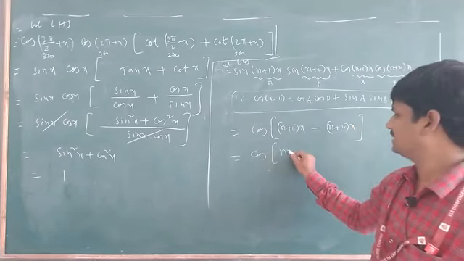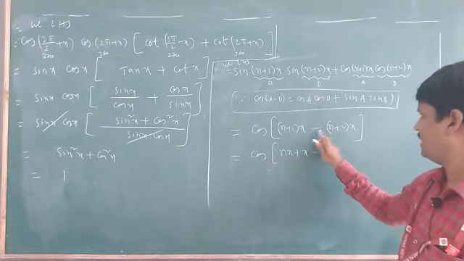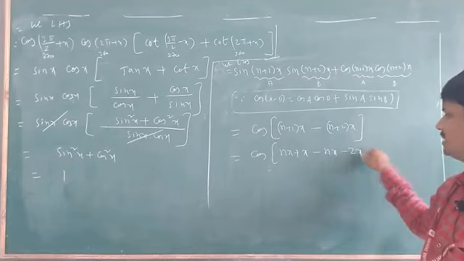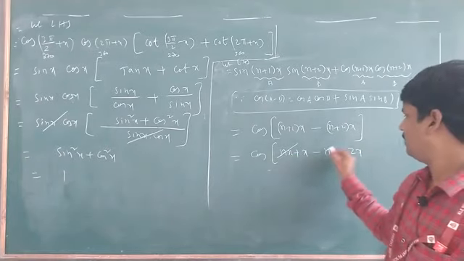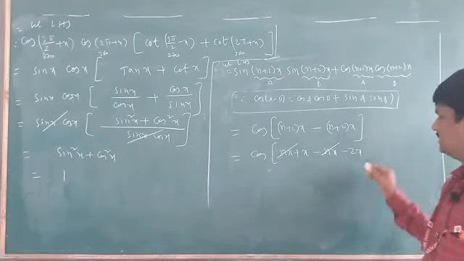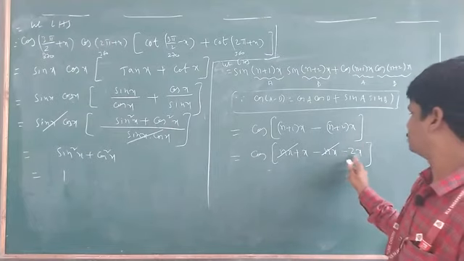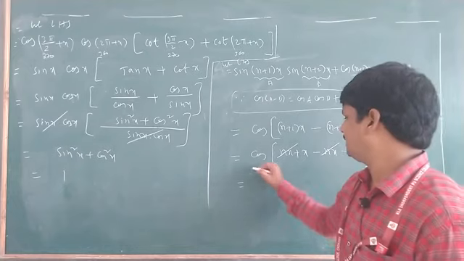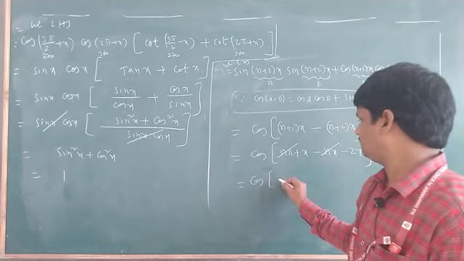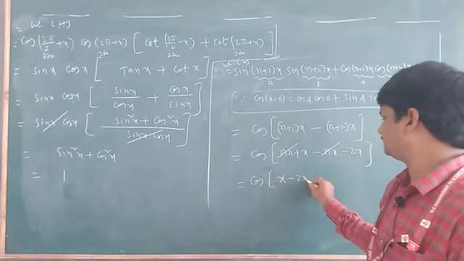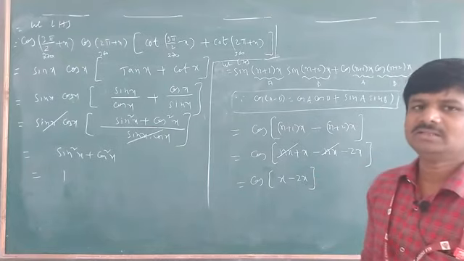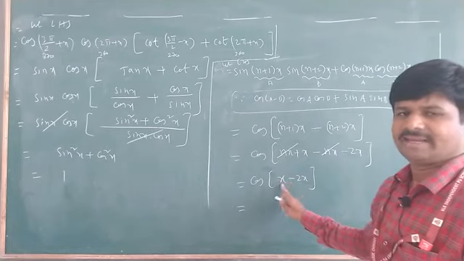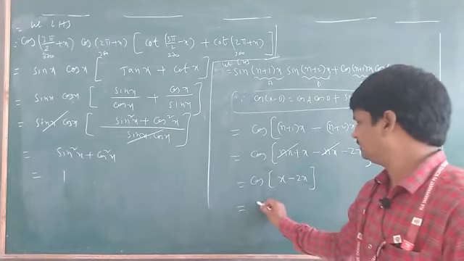Next, cos of (nx plus x minus nx minus 2x). Here plus nx and minus nx get cancelled. X minus 2x means minus x. That is equal to cos of (x minus 2x), which is cos of minus x.